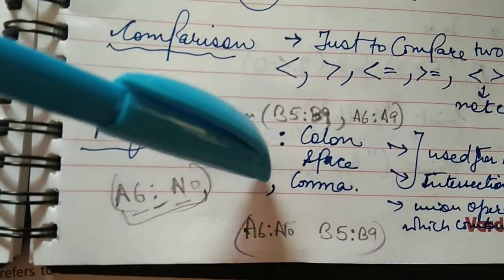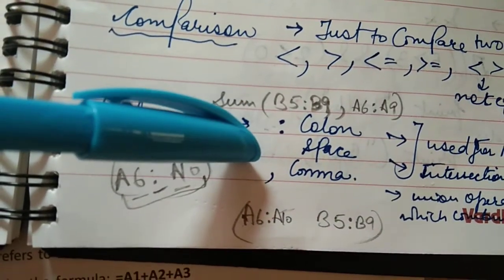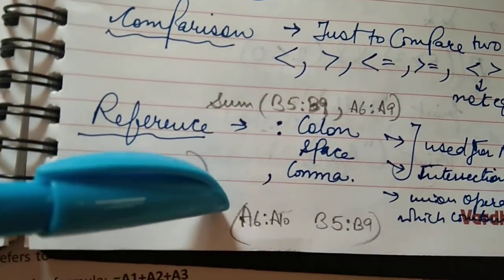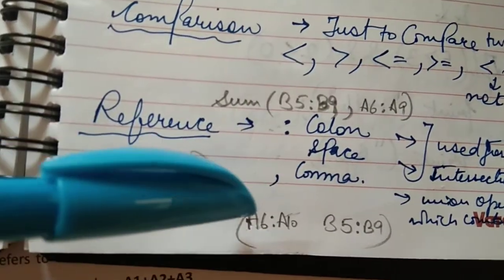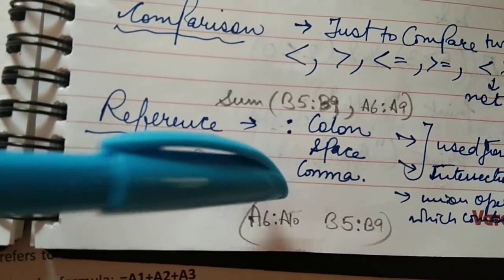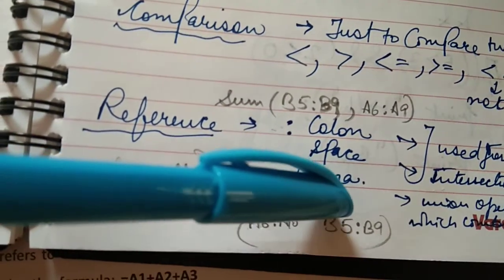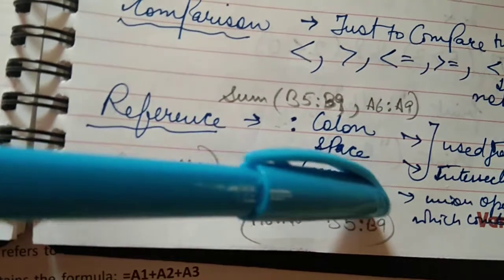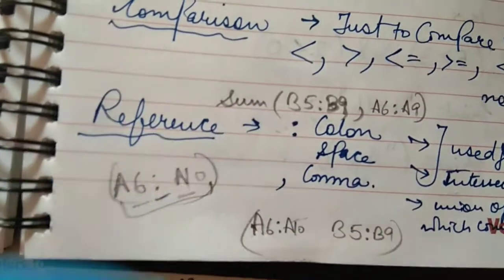Next is space. Space is just the space bar of the keyboard. It is used as an intersection of ranges. Suppose you are writing in one single bracket that these two ranges we have selected. The first range is A6 till A10, then space. It is an operator which is telling us that the second range is selected, B5 till B9. So two ranges are selected and they are separated by space.